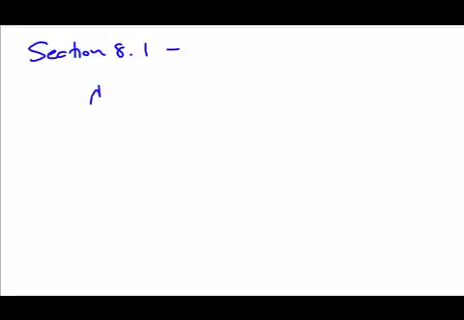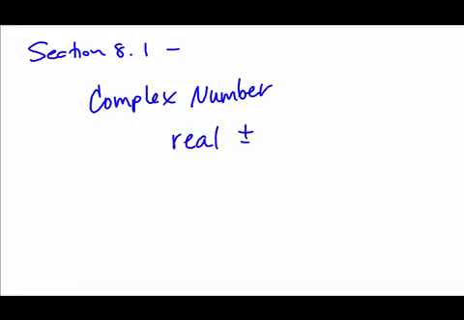So a complex number, remember, has a real part plus or minus some imaginary part. And that's where the number i kicks in. The number i is an imaginary number, meaning the square root of -1. So you have a complex number in the form of a plus bi, where a is the real part and the bi is an imaginary part.